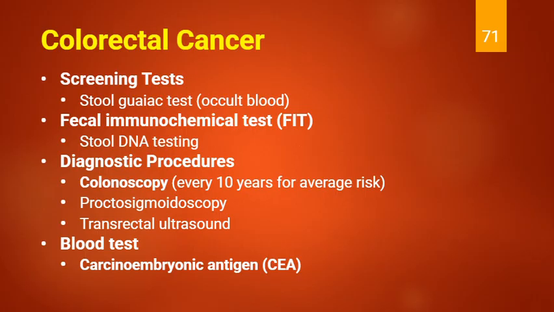Screening plays a critical role in preventing colorectal cancer. Common screening tests include stool guaiac testing, fecal immunochemical testing, and stool DNA testing. These tests detect blood or abnormal DNA markers that may indicate cancer. The most important screening procedure is colonoscopy, which allows healthcare providers to directly visualize the colon and remove precancerous polyps during the procedure. Blood testing for carcinoembryonic antigen, or CEA, may also be performed. Although CEA is not specific for colon cancer, it can be useful for monitoring treatment response or detecting recurrence.